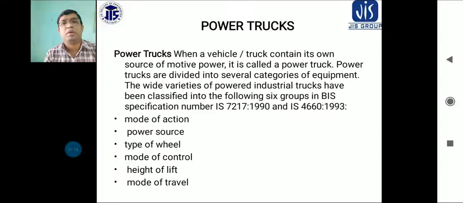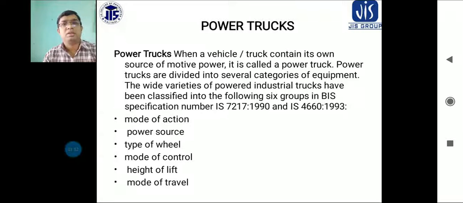Basically, with power trucks, the truck is a movement where you give it power from some source, for the transfer of materials from one place to another. In the previous classes we already discussed industrial trucks, the unpowered two-wheel hand trucks and different unpowered trucks. But when a vehicle or truck contains its own source of motive power, it is called a power truck.